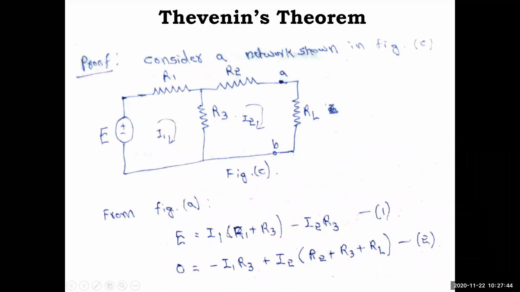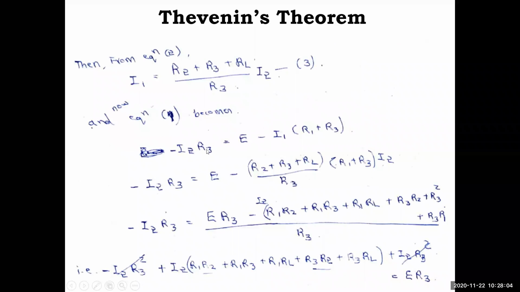So here this E is taken this side. Okay, sorry, I1 is taken this side. E minus I1 R1 plus R3 equal to I2 R3 as it is, minus I2 R3. That I have written left side. Okay. Minus I2 R3, E minus I1 R1 plus R3. So I2 R3 left side no changes. Here I will substitute for I1 this value from equation 3.